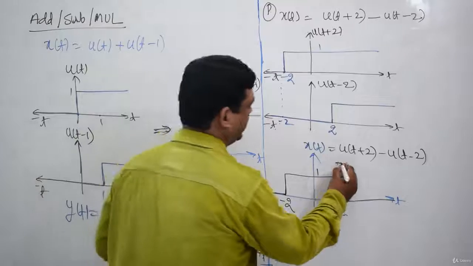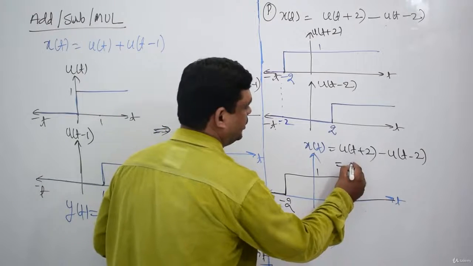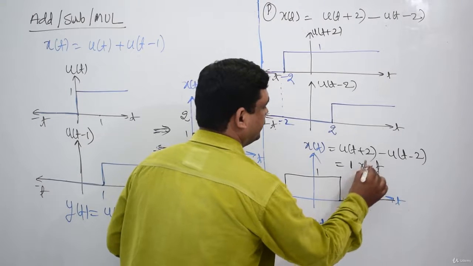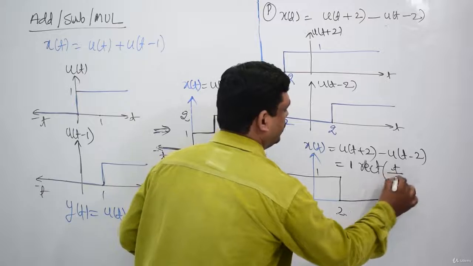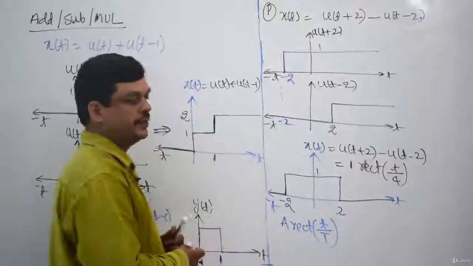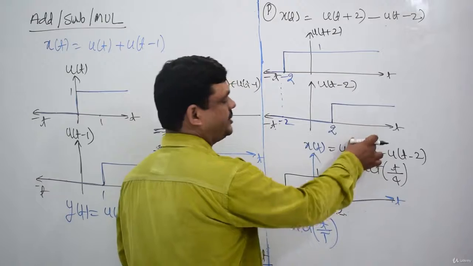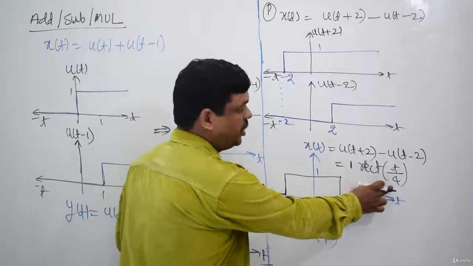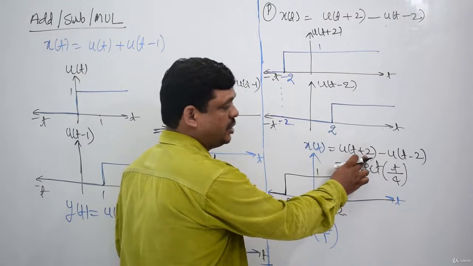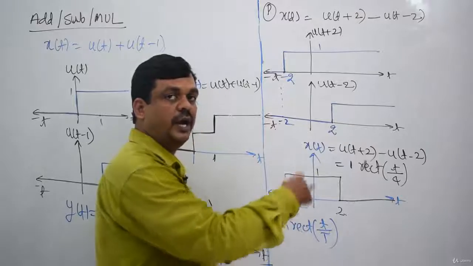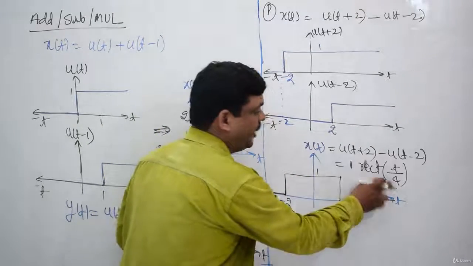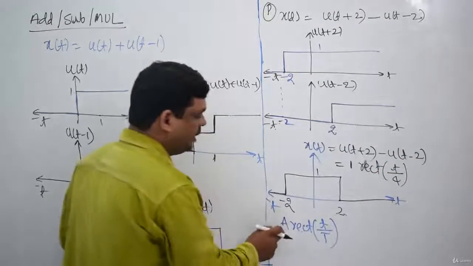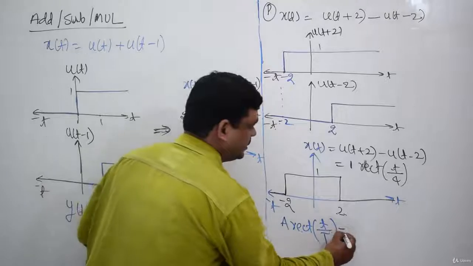Then the direct equation of this signal: A is 1, so 1 into rect of t by the total time period, which is here 4. So this is the relation between the rectangular function and the step function. Here the total time period is 4, and I wrote these limits as 2 and 2, one is plus 2 and another is minus 2. That means 4 by 2, 2 and 4 by 2, 2.